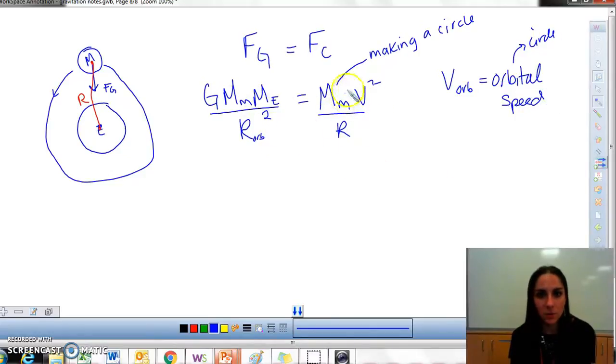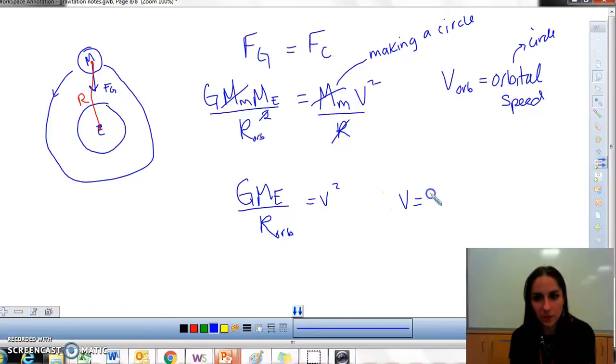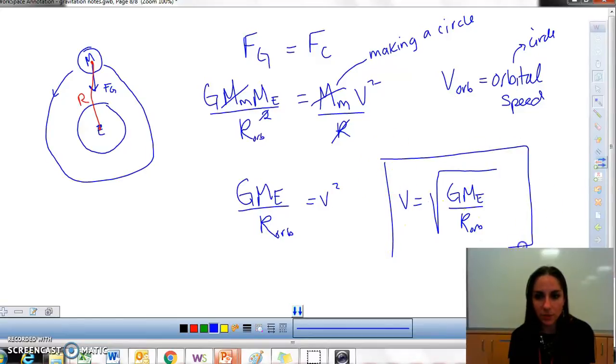So notice that the Moon cancels the mass and one of the r's. So I get G M_E over r_orb equals v squared. In fact, I can finalize this by taking the square root of G M_E over r_orb. So, of course, this is the orbital velocity equation.